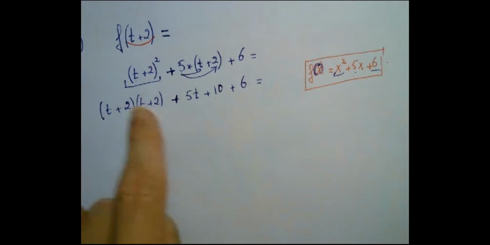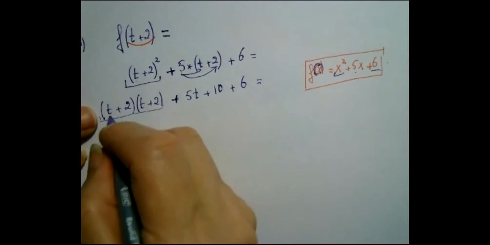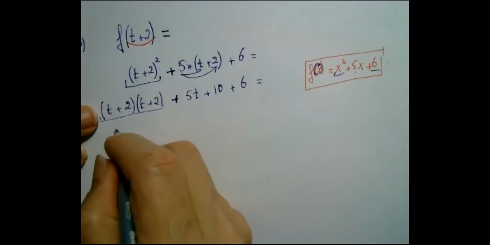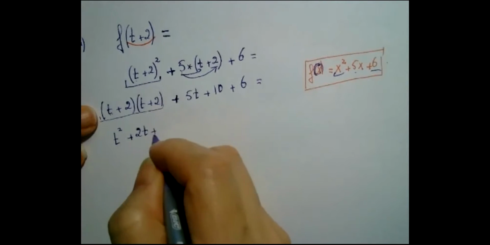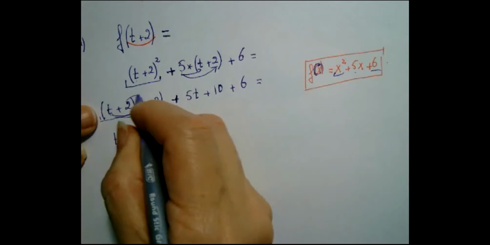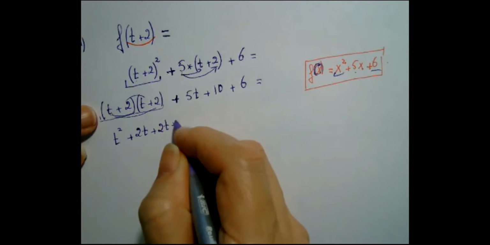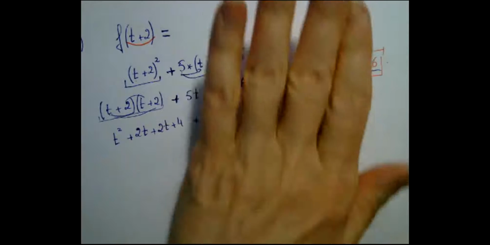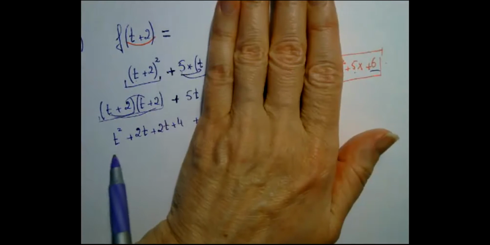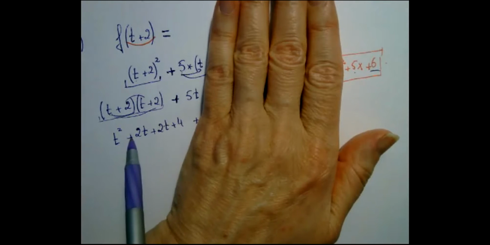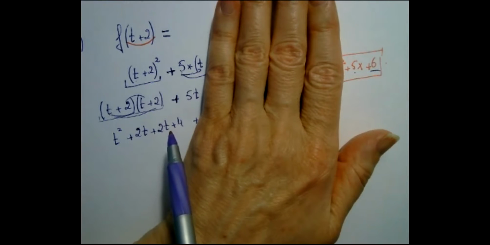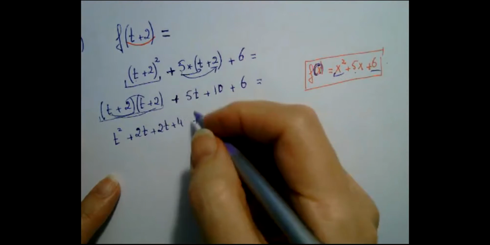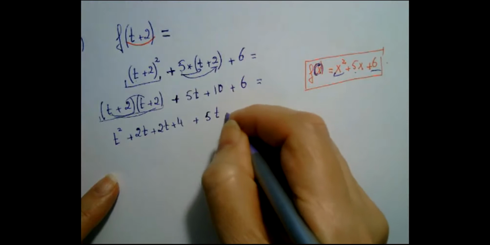This is not simplified yet because I have this product, so I have to take care of it. Now I'm going to distribute this one. T times t is t squared, plus 2t. And then plus 2t plus 4. So as you realize, t plus 2 squared is not t squared plus 4. It's t squared plus 2t plus 2t plus 4. Okay, it's simple, but the tendency to make a mistake is actually quite a bit.